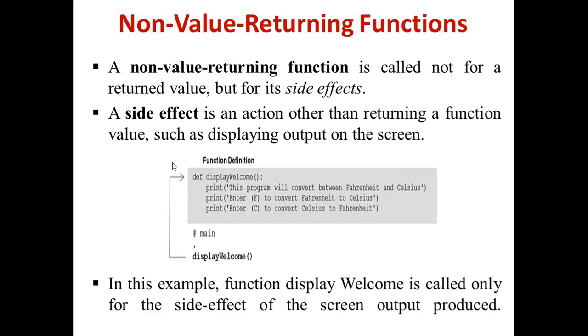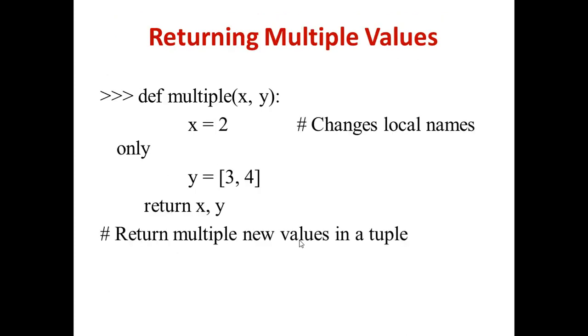Look at the example here. I have a function called display welcome. There I am just printing all these statements. And when I call this function, look at this. In this example, the function will display all this message. Only the side effect will be printed. Simply, without returning, the side effect will be printed, just like it will print all these values.